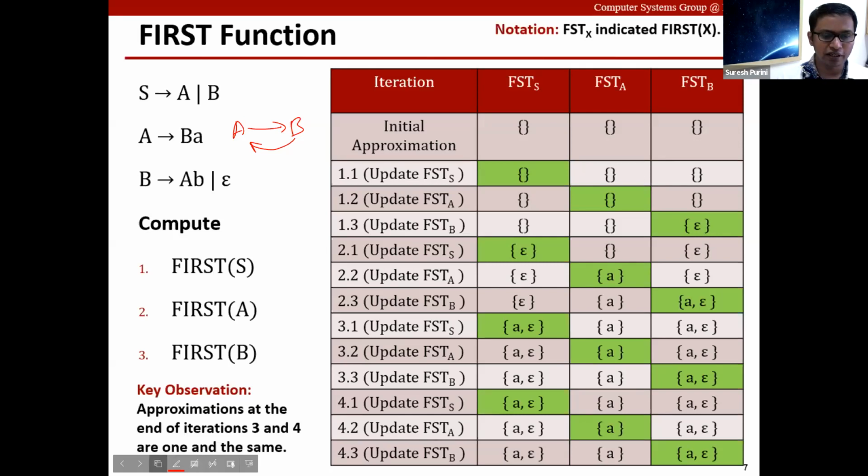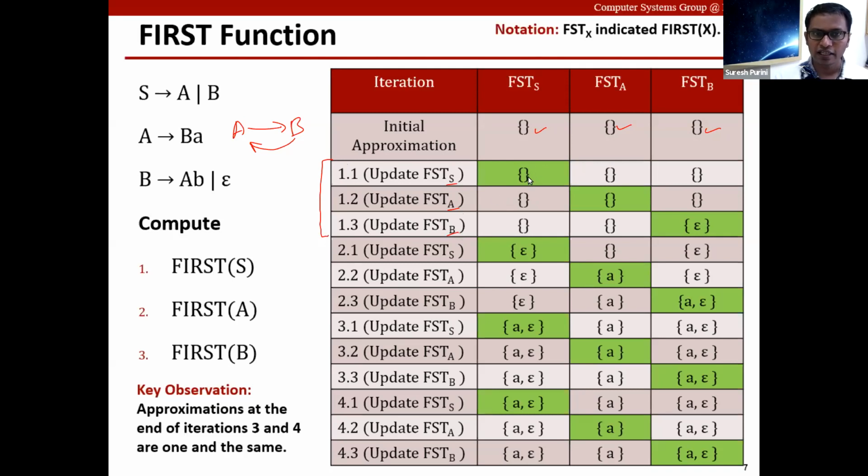Then we keep improving these estimates. For example, here the initial estimate for first of S, first of A, first of B, we are estimating them to be empty sets. And then we keep on updating these estimates. In step 1, we try to update the first sets for different non-terminal symbols. It consists of 3 steps corresponding to 3 different non-terminal symbols, that is S, A, and B.